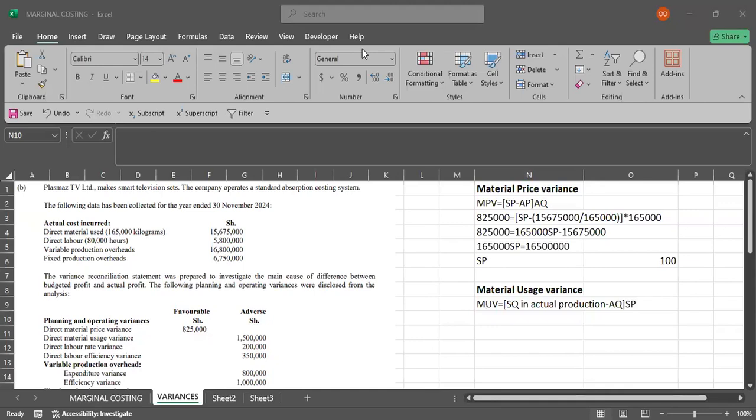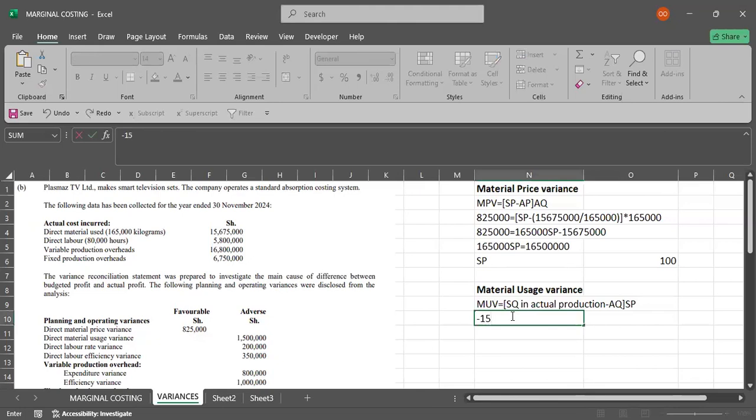Direct material usage variance. What is the figure for our direct material usage variance? It is adverse. It is a negative, right? So it's a negative of 1,500,000. Good. So this is what you are going to do.